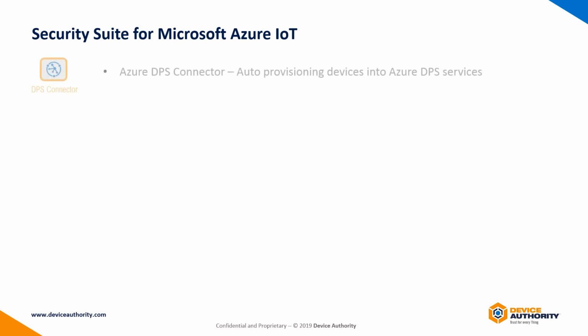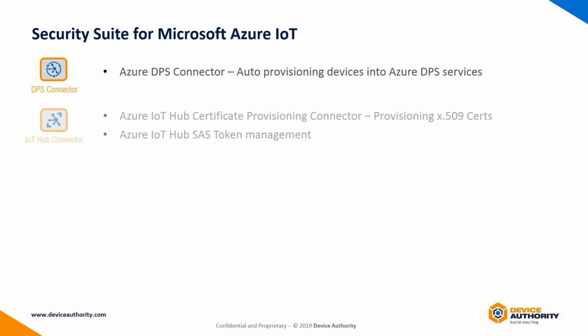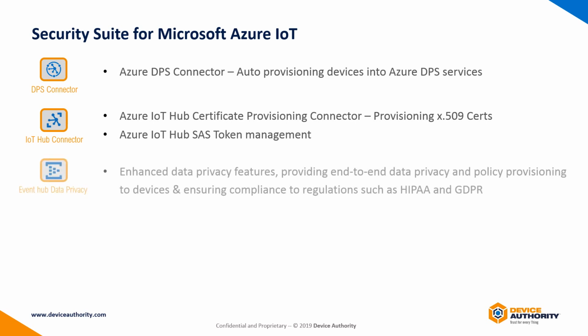The first one being the Azure DPS connector for automatic device enrollment. The second one being an Azure IoT Hub connector for managing X509 certificate provisioning and also SaaS token management. The third one here is an integration to the Event Hub, which provides a way to do end-to-end data privacy for compliance and also to provide that data trust.